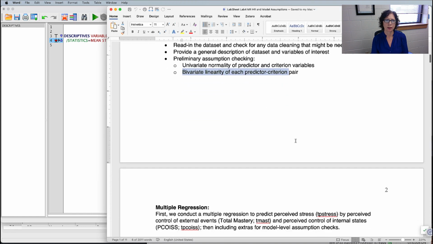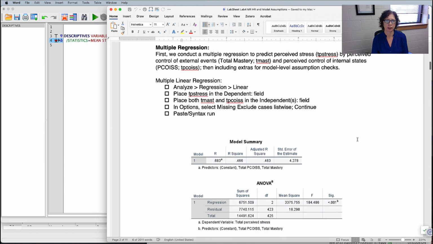So going back to our multiple regression, we want to do Analyze, Regression, Linear, and follow these steps. So let's do that.